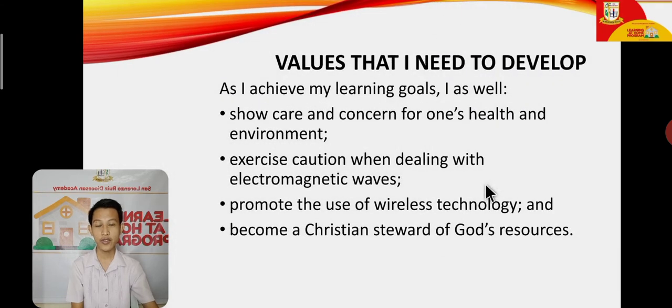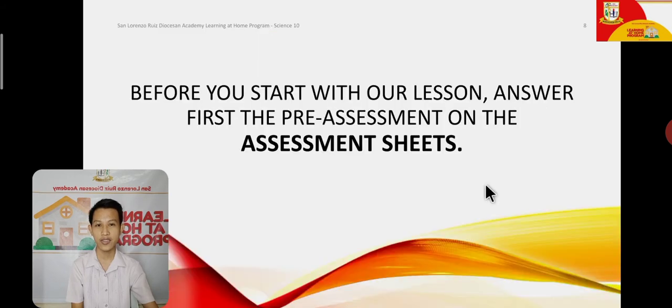There are also values that you need to develop as you go on with the lesson. Number 1 is to show care and concern for one's health and environment. Number 2, exercise caution when dealing with electromagnetic waves. 3, promote the use of wireless technology and become a Christian steward of God's resources.